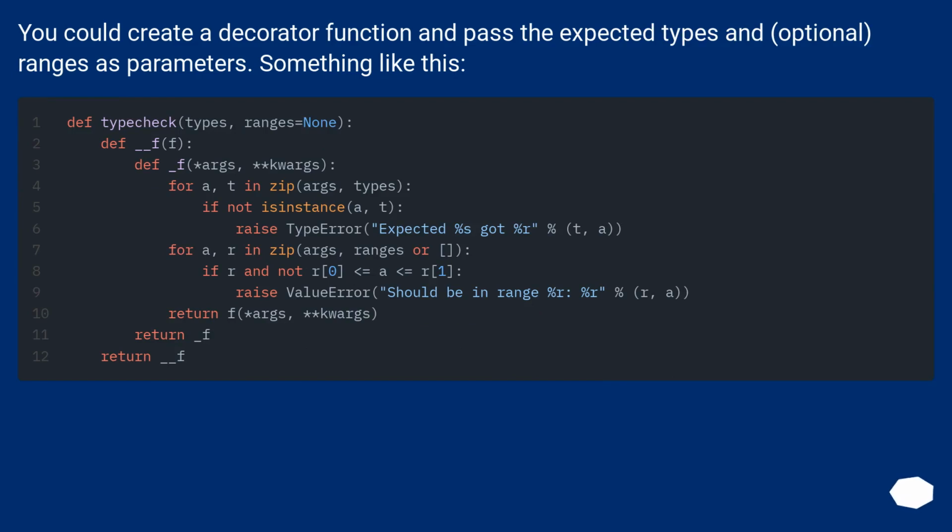You could create a decorator function and pass the expected types and, optional, ranges as parameters. Something like this.